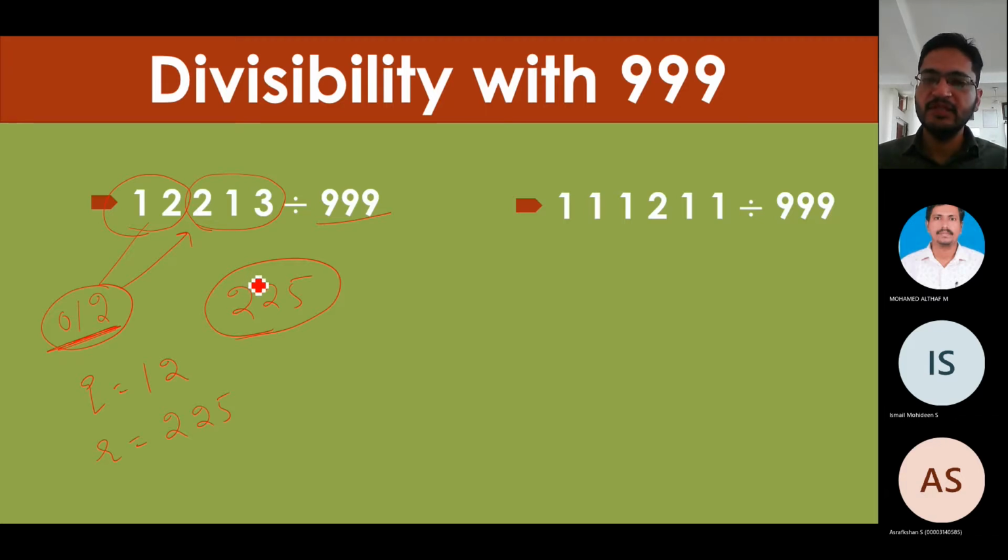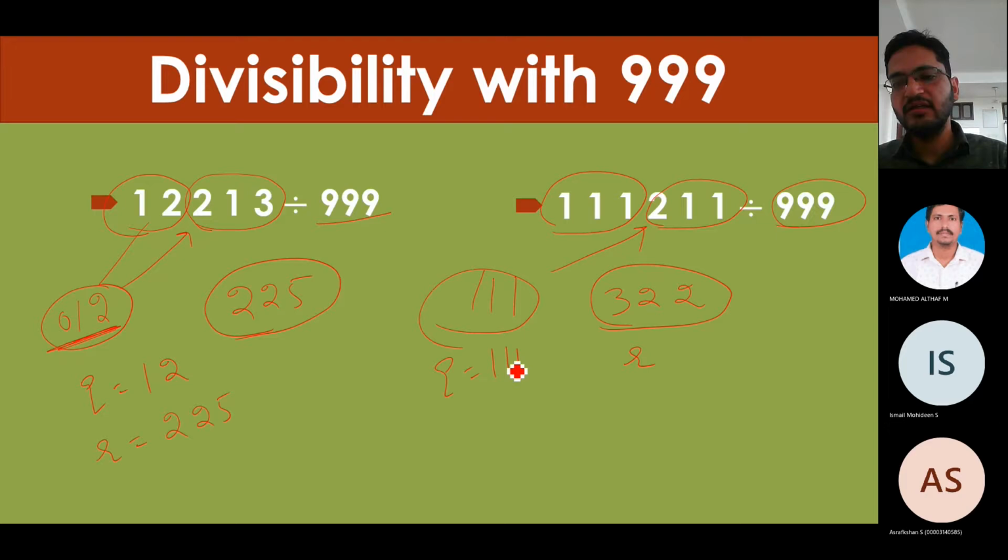Next question is 111211. We are to divide here by 999. So again I will make pairs of 3 digits. First pair as it is, I will add this 111 to the next pair. It is 322. So this is the remainder and this is the quotient. So quotient is 111 and remainder is 322. So here in the first type, the last sum is less than 999.